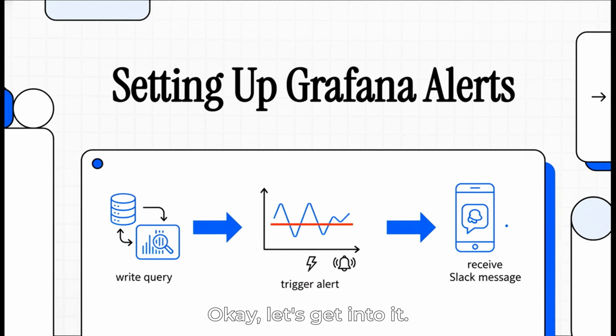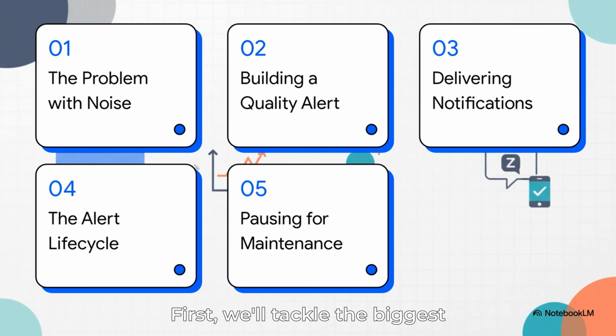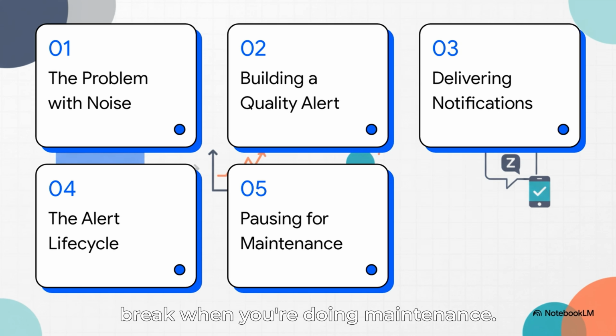Okay, let's get into it. So here's the game plan. First, we'll tackle the biggest enemy, alert fatigue. Then, we'll get our hands dirty and build a quality alert from scratch. After that, we'll figure out how to get it delivered, understand the journey an alert takes from uh-oh to all hands on deck, and finally, how to tell your alerts to take a break when you're doing maintenance.